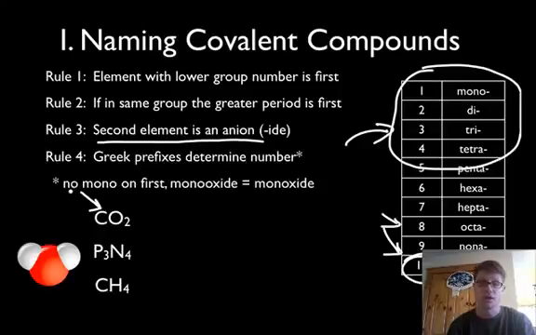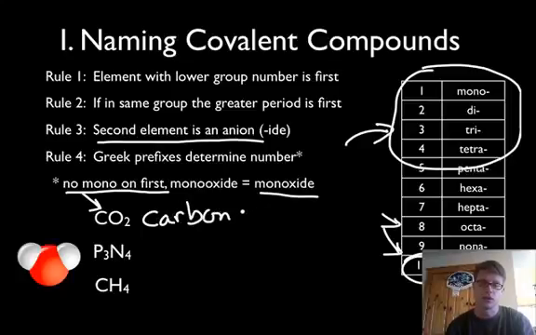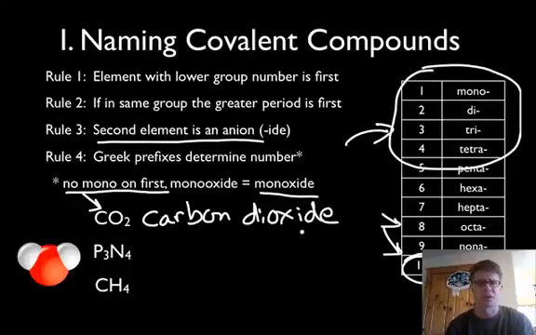But you can see here that you don't put a mono on the first one. Also, if we have monooxide, that sounds kind of silly. You just lump that together and that'd be monoxide. So let's start with the first one. We've got carbon first, so we're just going to write the name of that element. Carbon's first. And then we have 2 of the oxygens, and so that's going to be dioxide. And you've heard that before, carbon dioxide.